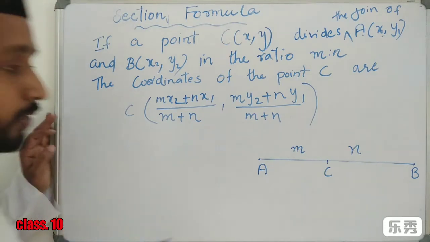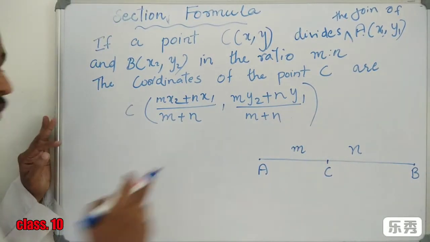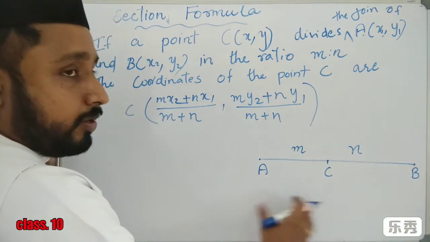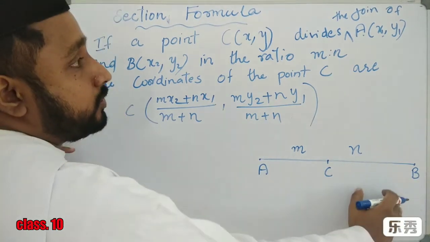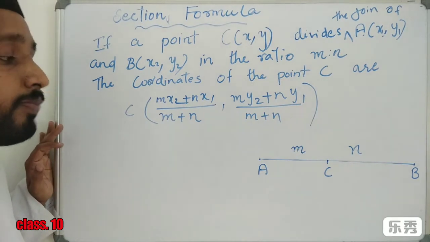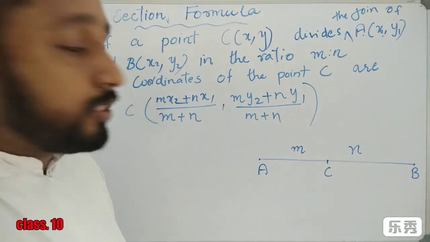So we have 2 points A and B. We know the distance formula between 2 points A(x1, y1) and B(x2, y2): the square root of (x2 minus x1) all squared plus (y2 minus y1) all squared is the distance formula.